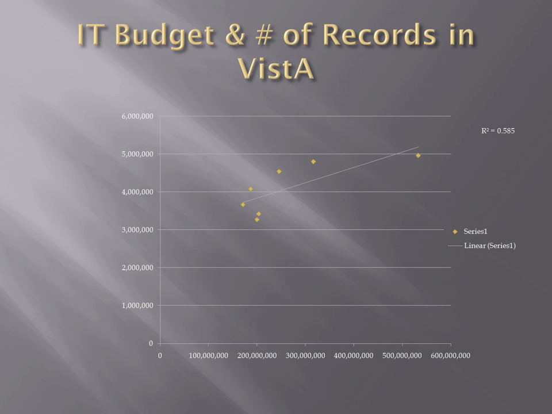The third and final scatter plot shows the relationship between information technology budget and the number of records in the VISTA healthcare system. This correlation is 0.58, which is a little over half. This indicates a pretty strong relationship, obviously stronger than the first scatter plot, but not as strong as the second scatter plot.